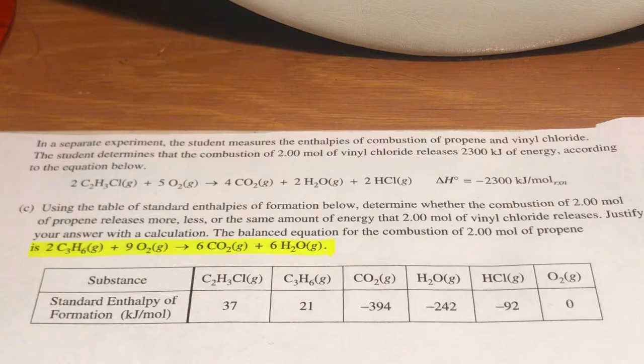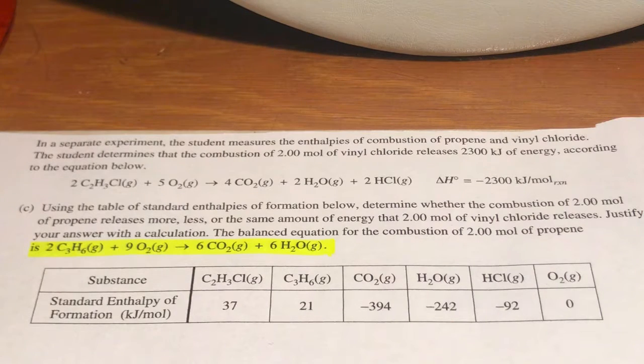In a separate experiment, the student measures the enthalpies of combustion of propene and vinyl chloride. The student determines that the combustion of 2 moles of vinyl chloride releases 2,300 kilojoules of energy according to the equation below. Using the table of standard enthalpies of formation below, determine whether the combustion of 2 moles of propene releases more, less, or the same amount of energy that 2 moles of vinyl chloride releases. Justify your answer with a calculation.